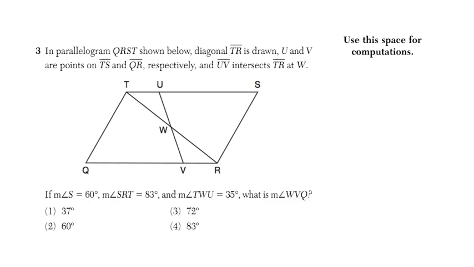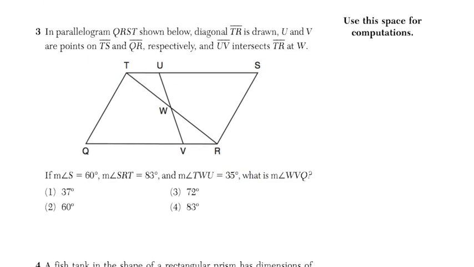This is easy. Oh man, this question here. It's asking us, what is the measure of angle WVQ? WVQ is right here. And it's given us some information. It tells us that angle S is 60 degrees. It tells us that angle SRT, which is right over here, is 83 degrees, and it tells us that angle TW is 35 degrees. Now, there's a million ways to do this question. I'm just going to show you one way that I think is pretty good.